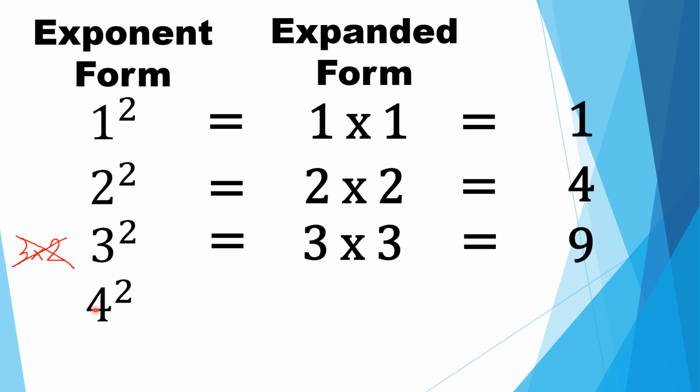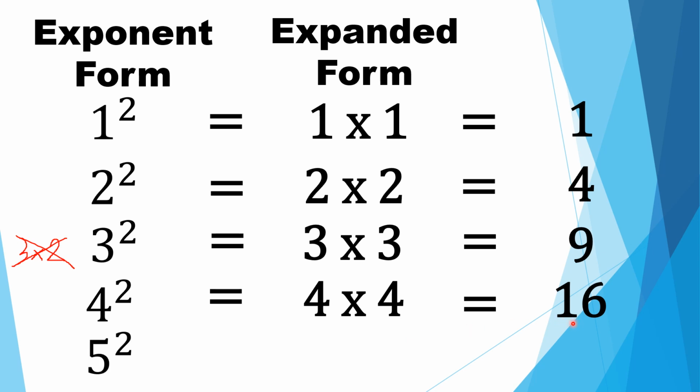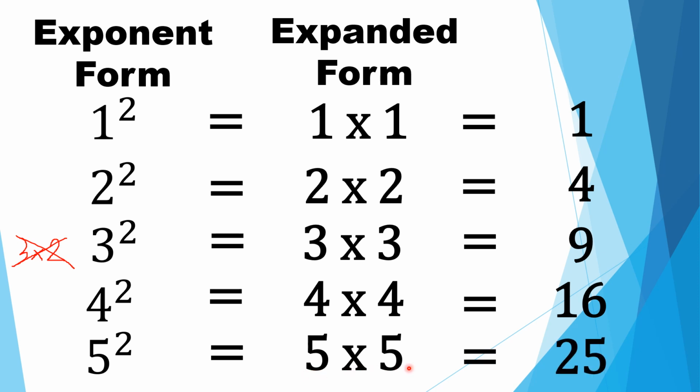The same with 4 squared. 4 squared in expanded form is equal to 4 times 4. 4 times 4 is equal to 16. 5 squared in expanded form is equal to 5 times 5. 5 times 5 is equal to 25. Take a look at our products.